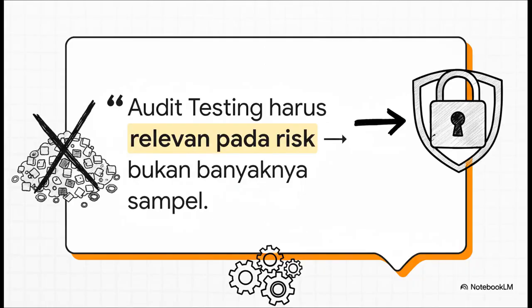And hey, if you want the ultimate takeaway, here it is. This is the partner's perspective, and it translates to this. Audit testing must be relevant to the risk, not the number of samples. That's it. That's the whole game. They don't care that you pulled 60 samples. They care that your testing was focused, sharp, and relevant to the biggest risks. It's about the quality of your work, not the sheer quantity.